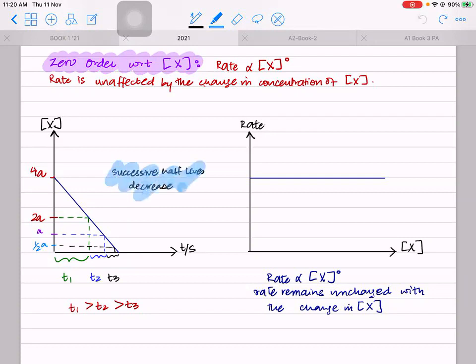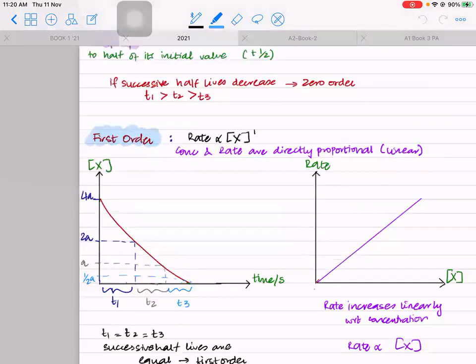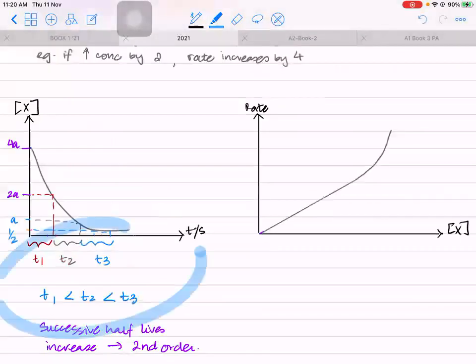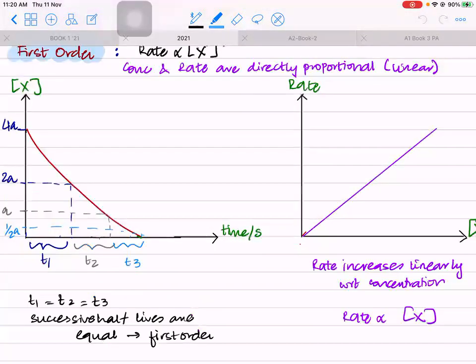So if successive half-lives decrease, that means it would be zero order. If successive half-lives increase, then it would be second order, like this. And if successive half-lives are constant or equal, then it would be first order.